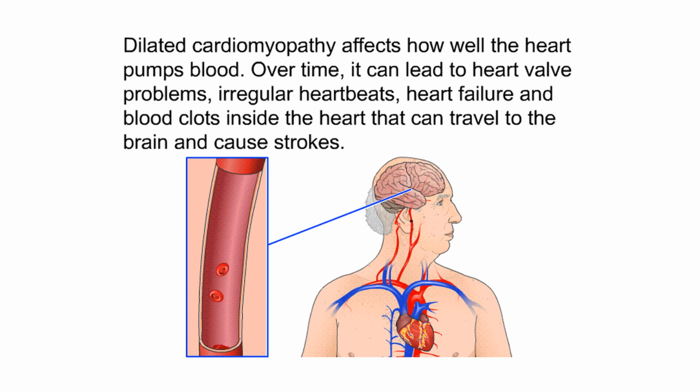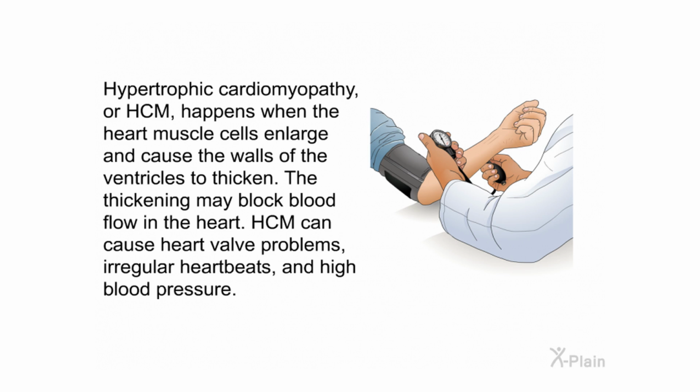Dilated cardiomyopathy affects how well the heart pumps blood. Over time, it can lead to heart valve problems, irregular heartbeats, heart failure, and blood clots inside the heart that can travel to the brain and cause strokes. Hypertrophic cardiomyopathy, or HCM, happens when the heart muscle cells enlarge and cause the walls of the ventricles to thicken. The thickening may block blood flow in the heart. HCM can cause heart valve problems, irregular heartbeats, and high blood pressure.